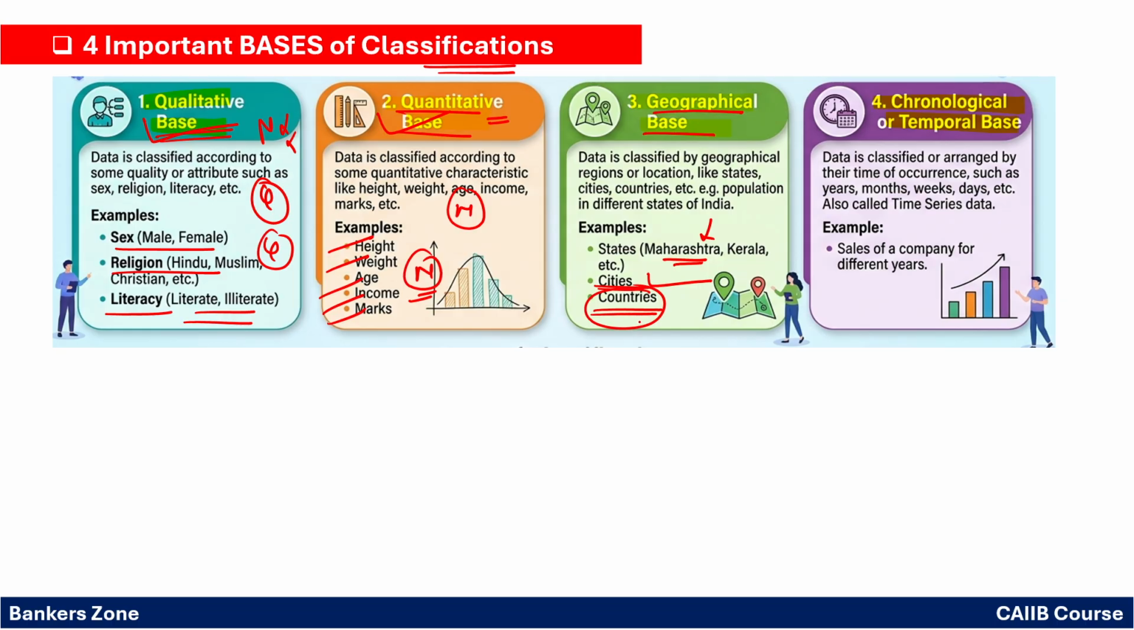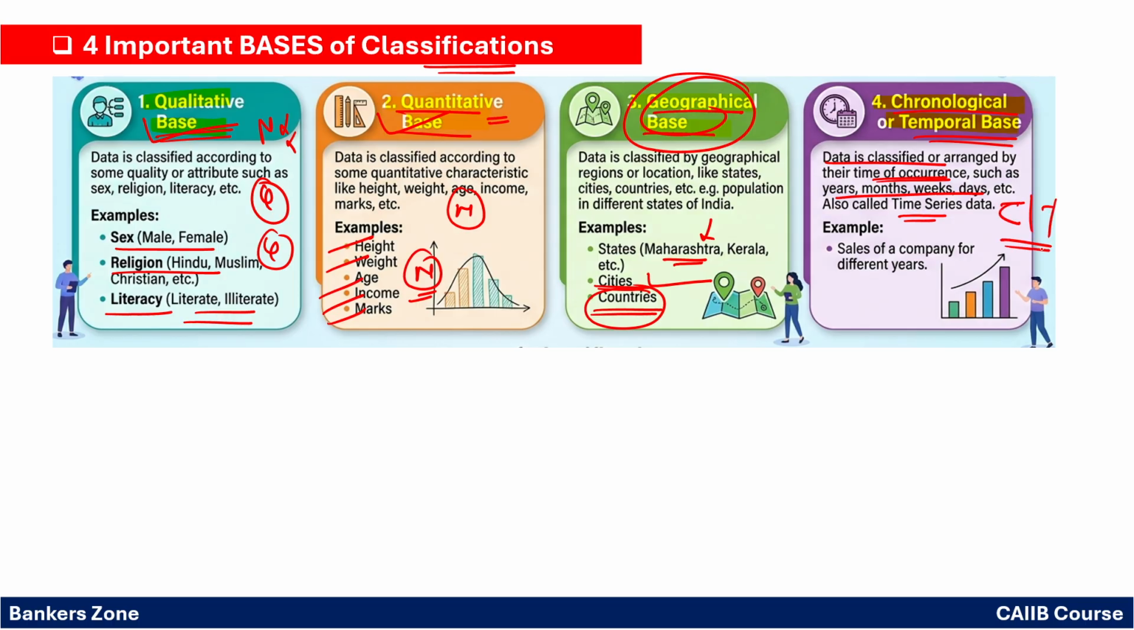So if you classify the data based on geography, it will be the geographical base. Now what is the chronological or temporal base? If data is classified as per the time of occurrence, for example, year, month, week, days. So when time is important with respect to classification of data, it is the chronological or the temporal base.